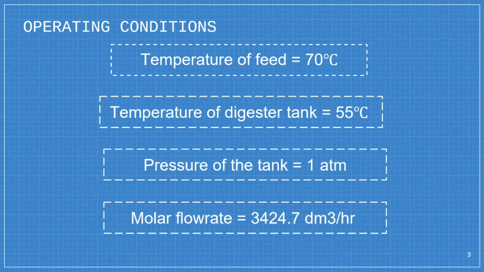Next, throughout our literature review, we have found the optimum operating conditions for CSTR, which are the temperature of the feed is 70 degrees Celsius, while the temperature of the digester tank is 55 degrees Celsius. And the pressure of the tank is assumed to be 1 atm, while throughout our calculation we have found that the molar flow rate of the feed is 3424.7 dm³ per hour.